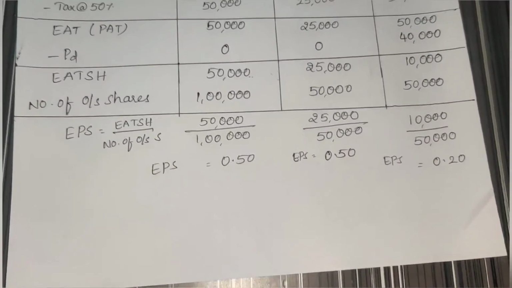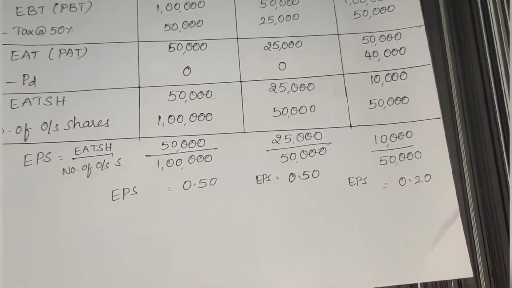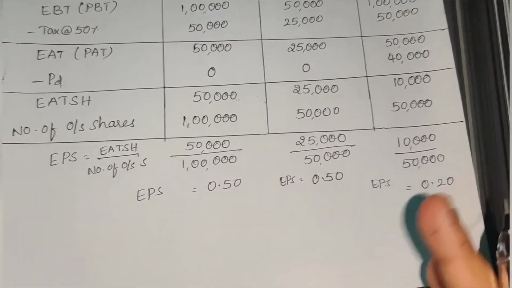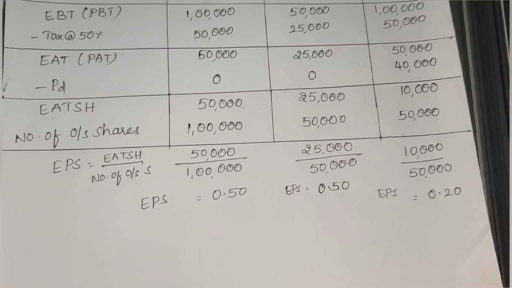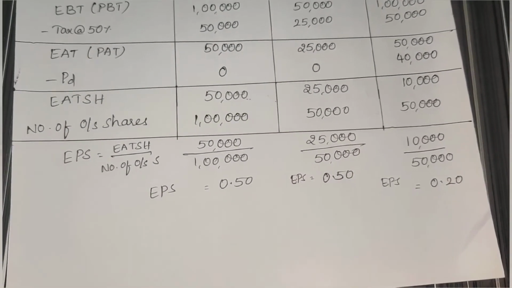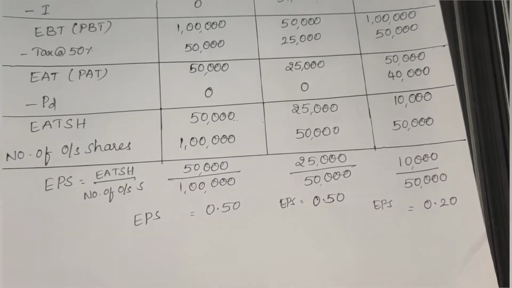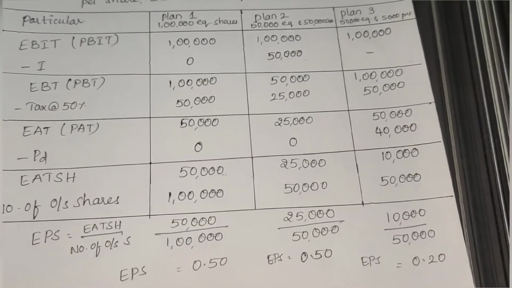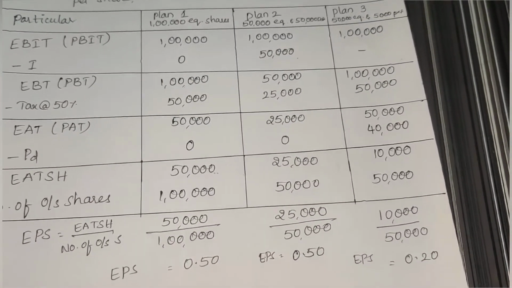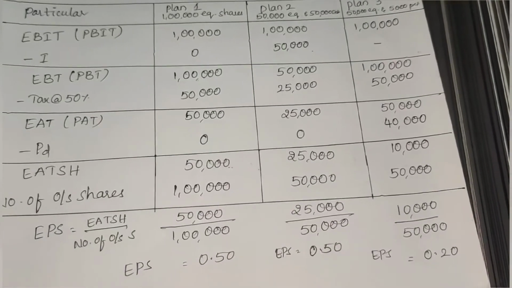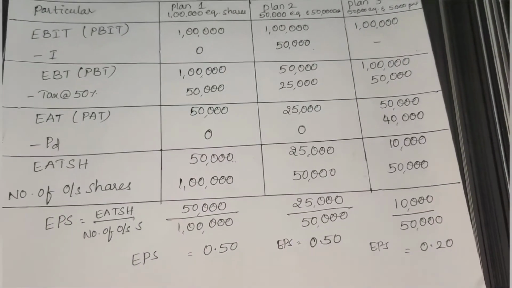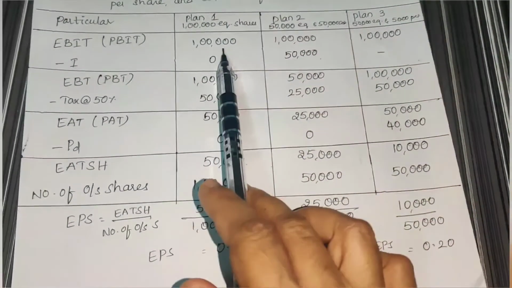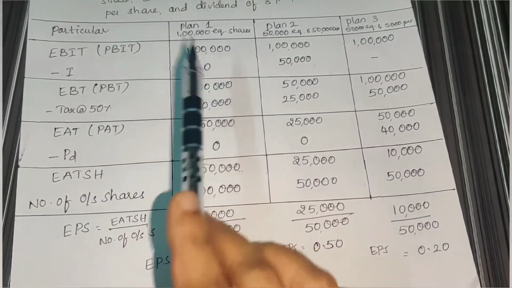If EBIT is expected to increase in the future, go with the second plan, the 50% equity and 50% debt plan. If EBIT is expected to decrease, going with all financing through equity, the first plan, will be beneficial. OK, so this is how you need to give your narration on EBIT EPS analysis. If EBIT is expected to increase in the future, go with the second plan. If EBIT is expected to decrease in the future, go with the first plan.